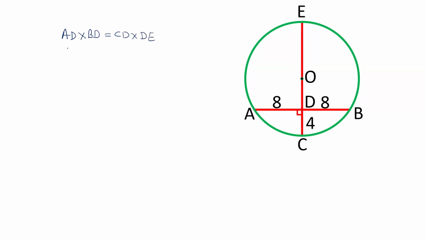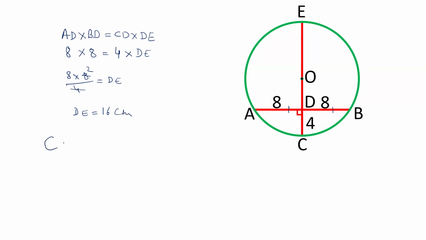Now we know the value of AD, which is 8. We know the value of BD, which is 8. So these two lines are 8 each. CD is given as 4. And let's find out DE. DE will be 8 into 8 divided by 4. Calculating the value of DE will be 16 centimeter. So the length of DE is 16 centimeter.